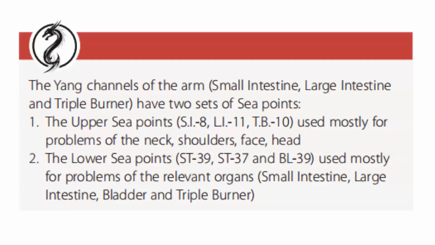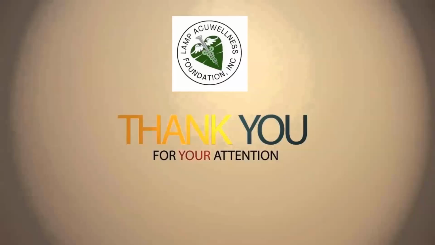The yang channels of the arm, the small intestine, large intestine, and triple burner, have two sets of C points. First, the upper C points, small intestine 8, LI-11, and TB-10, used mostly for problems of the neck, shoulder, face, and head. Second, the lower C points, stomach 39, stomach 37, and bladder 39, are used mostly for problems of the relevant organs: small intestine, large intestine, bladder, and triple burner.